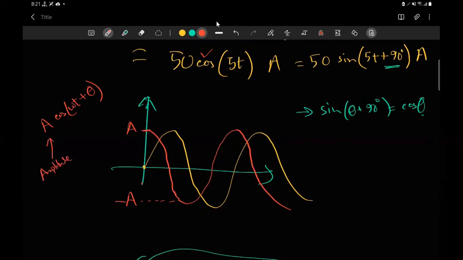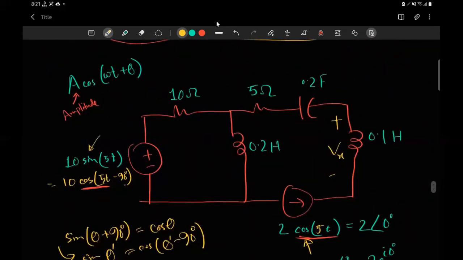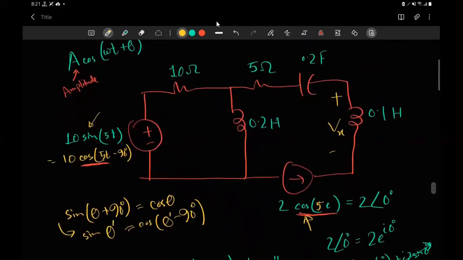The time is the axis t, the variable changing along the x-axis. This theta is called the phase angle, like the minus 90 degree we have written here. This one has a phase of 0 degree. And what about the omega? What's the value of omega in this problem?